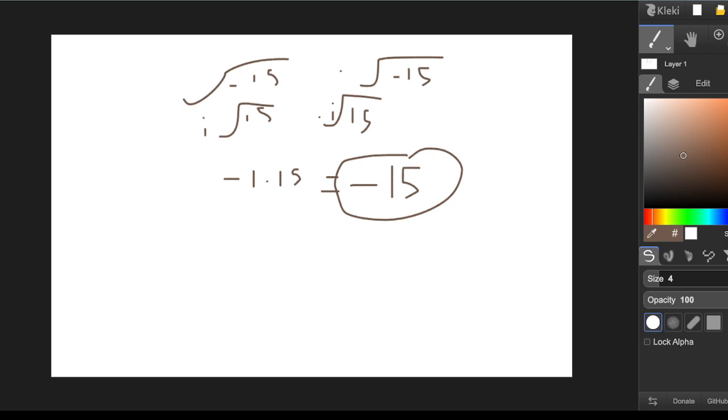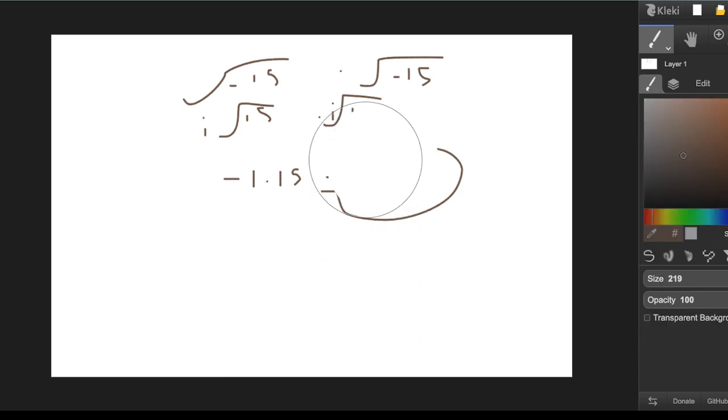And obviously, you're doing the square root of negative 15 twice. What else do you expect? Alright. Let's go on to this one.